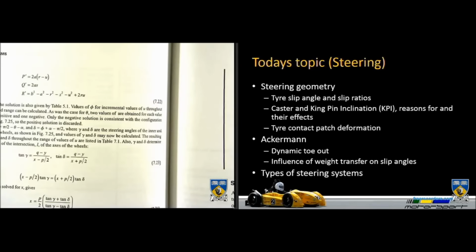So a lot of what you learn is to make assumptions about things, and one of the assumptions that is generally really bad is that a tyre is infinitely stiff and doesn't deform. So we'll look at tyre contact patch deformation and how this affects all your calculations and the forces, yaw moments, things like that. So Ackermann, I'll be going into that in a bit more of a real-life explanation, in that it's dynamic toe-out, which is steering of the wheels with movement, and its influence on weight transfer and slip angles, and then I'll have a few slides on the different types of steering systems and solutions.